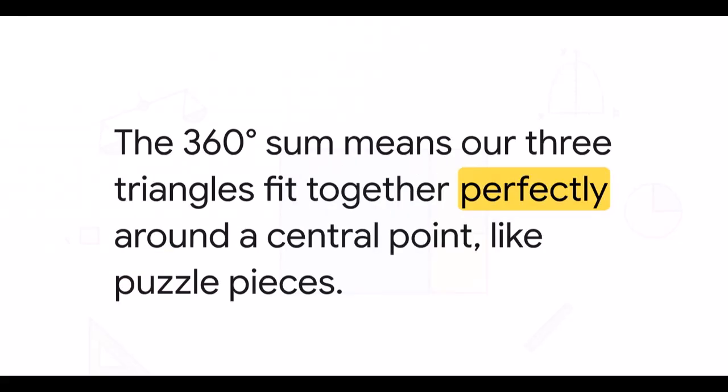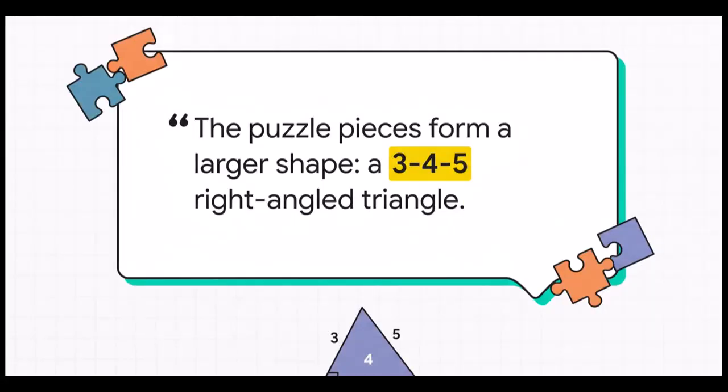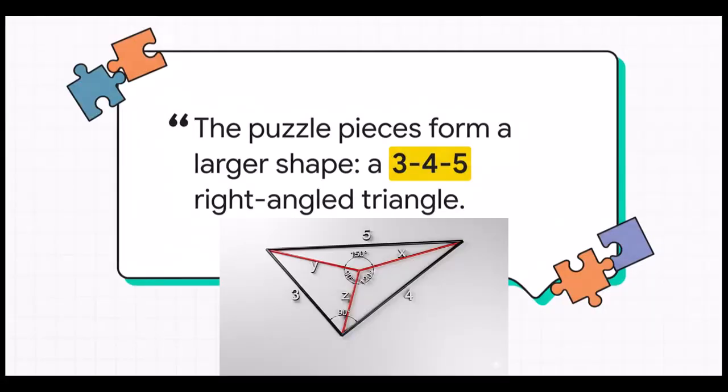It means our 3 triangles, which all share sides x, y, and z, can actually fit together perfectly around a single point. It's like they're puzzle pieces, and because their angles add up to 360 degrees, they form a complete circle with no gaps. And when we snap them into place, look at the shape they form on the outside. The outer edges, those sides with lengths 3, 4, and 5, they form a brand new, bigger triangle. And hey, a 3, 4, 5 triangle? That's the most famous right-angled triangle there is.